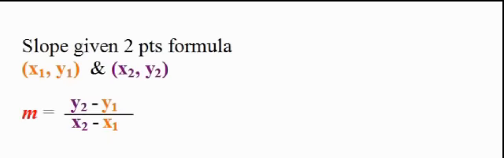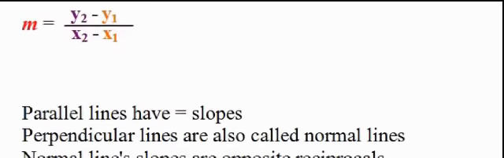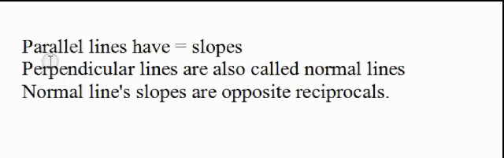Our slope formula, if we have 2 points that a line goes through, (x1, y1) and (x2, y2), those are our 2 points. This is the formula for the slope. Rise over run. The difference in the y's divided by the difference in the x's. Other important information here is that parallel lines have equal slopes. Perpendicular lines are also called normal lines, and normal line slopes are the opposite reciprocal. So change the signs and flip it.